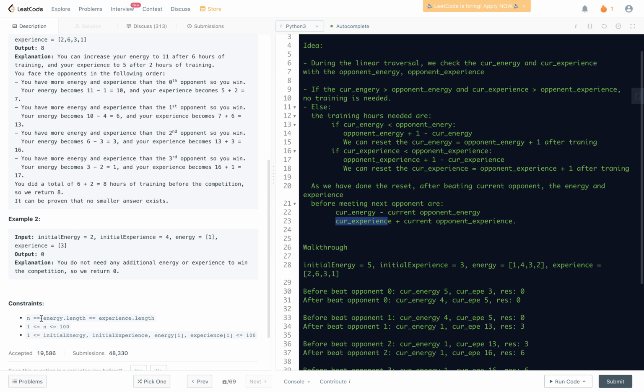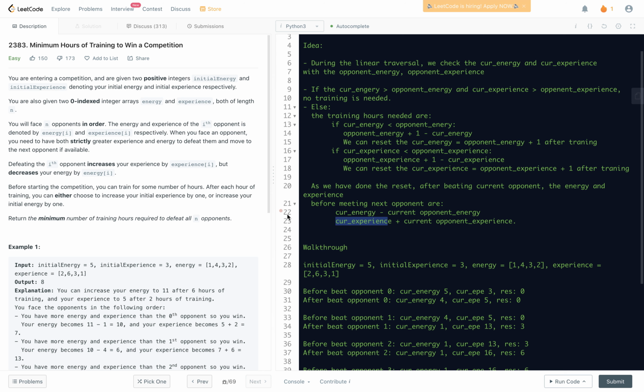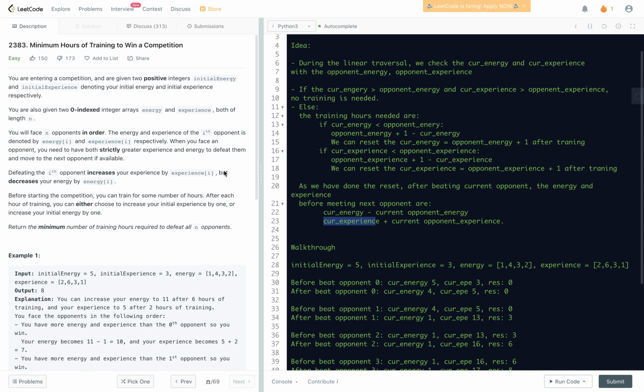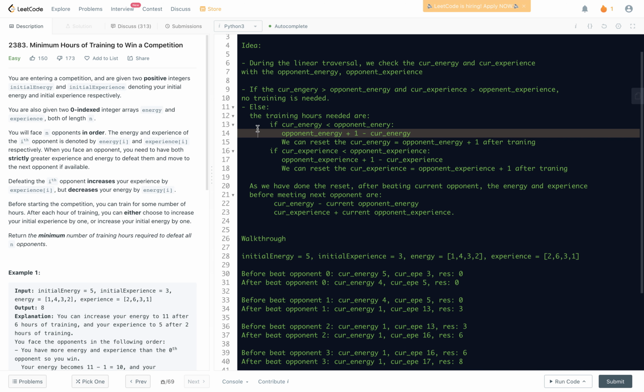Here are 2 examples, so you can digest example 1 following the explanation here. The constraints or additional assumptions for this problem are the following. The first one is a consistency assumption: the energy array and the experience array have the same length, and the length is bounded above by 100, so it's not a very large size problem. The numbers involved, like initial energy, initial experience, energy i, and experience i, are bounded between 1 and 100. With that said, let's look at the idea.